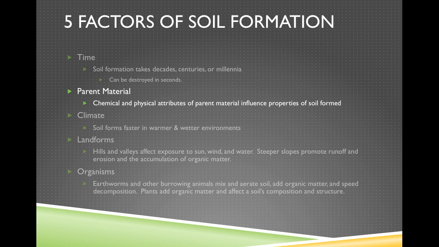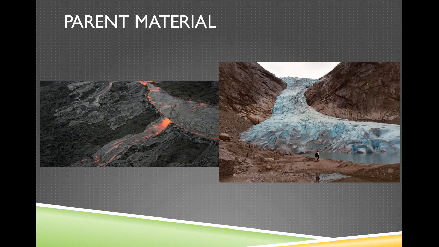Parent material: the material from which soil is formed. The chemical and physical properties of the parent material influence the texture of the soil that is formed. 2 types of parent material are lava flows and glacial retreats. In both cases, these areas are devoid of soil and only contain parent material. Soil is formed from this parent material.